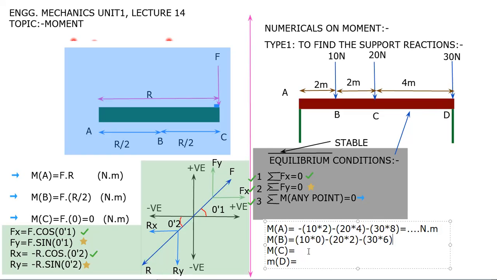Now, let's take this example for your homework. Try to solve the remaining part. Find the moment at point C and the moment at the point D. If you try to solve it, you will definitely get the correct answers, because there is nothing difficult in this numerical.